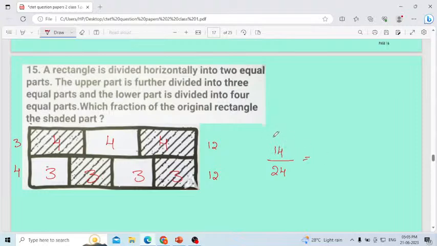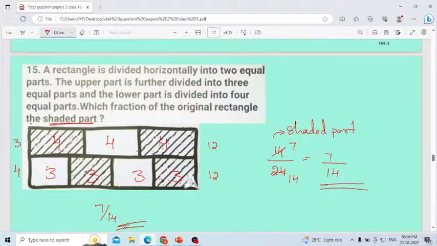Then only this is the shaded part fraction they are asking here. Here see the shaded part. 2 7s are 14, then 7 by 14 is your correct answer. Sorry, I forgot to take the options. They will give the options.